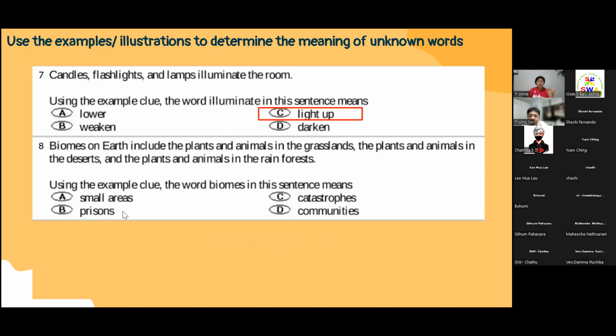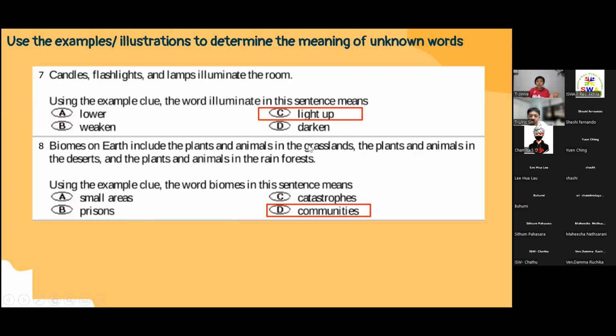It's definitely not prisons. I think most of you will know what prisons are, because nothing here talks about prison. Small areas. Yes, Buhumi? Communities. Communities, not very sure, but yes, the meaning is communities. Very good. Why not small areas?